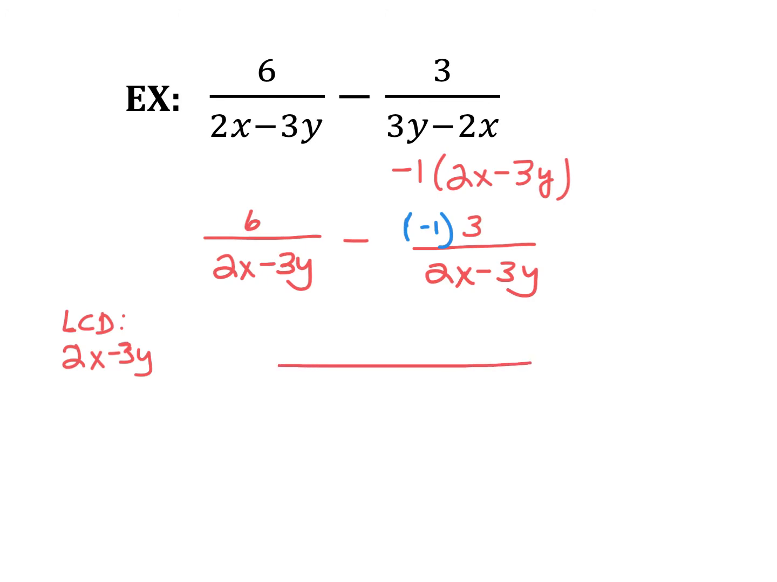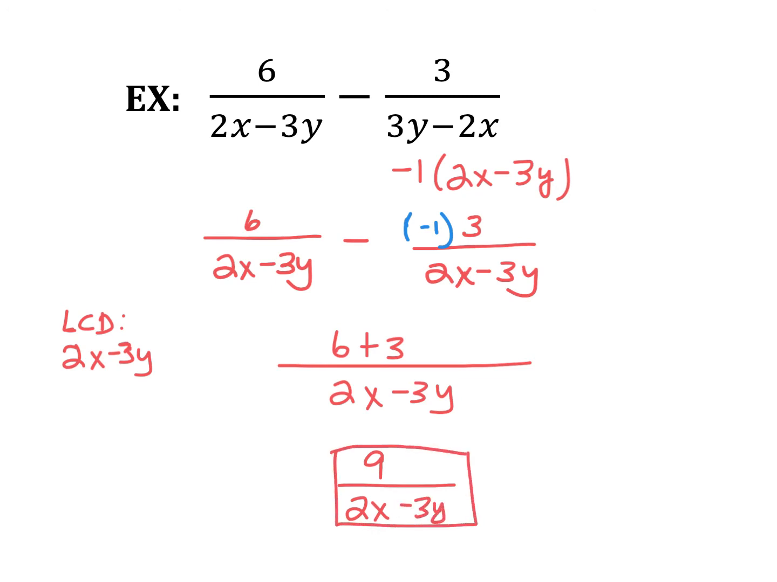So my least common denominator is 2x minus 3y, and then I'm going to have 6, and then if I subtract a negative 3, that becomes a positive 3. And then if I simplify for my final answer, 6 plus 3 in the numerator gives us 9, and our denominator will be 2x minus 3y. And that will be our final answer.